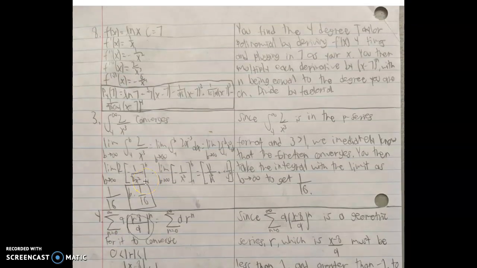Number 8 asks, find the 4th degree Taylor polynomial centered at c is equal to 7 for the function f of x is equal to ln of x. To find the 4th degree Taylor polynomial centered at c is equal to 7 for the function f of x is equal to ln of x, you must take the derivative of f of x 4 times, once again for each degree. You must then plug in 7 for each x of the derivative.